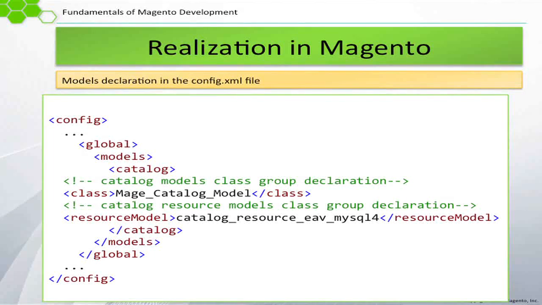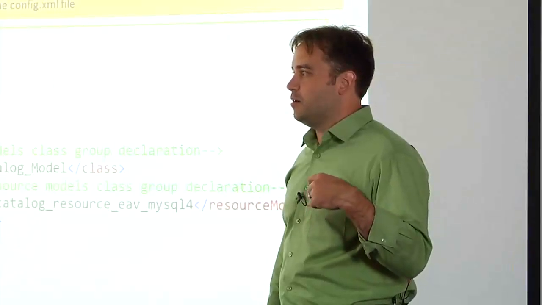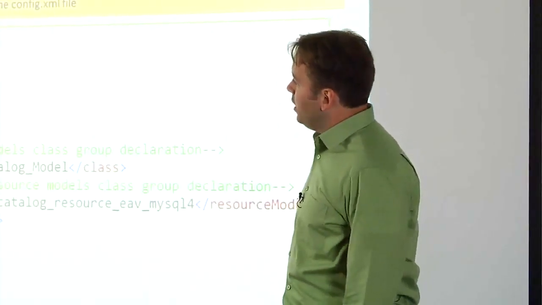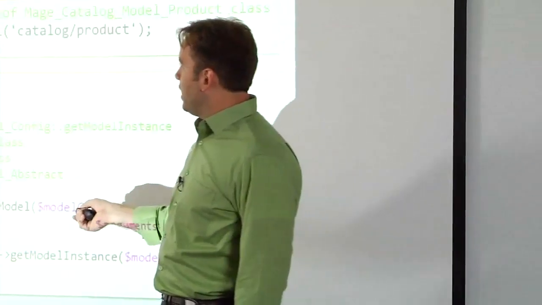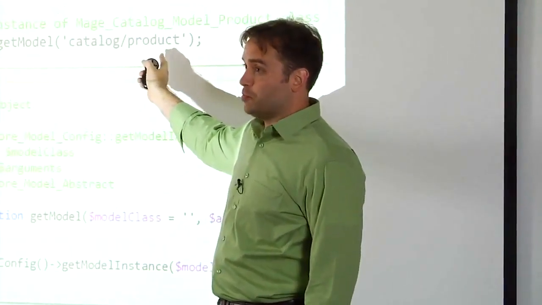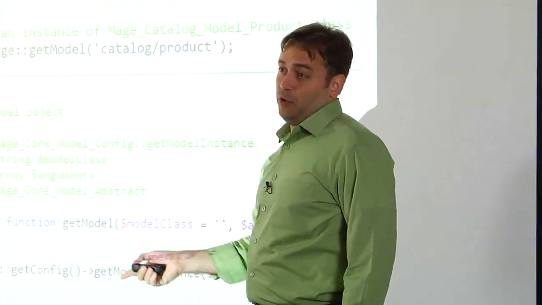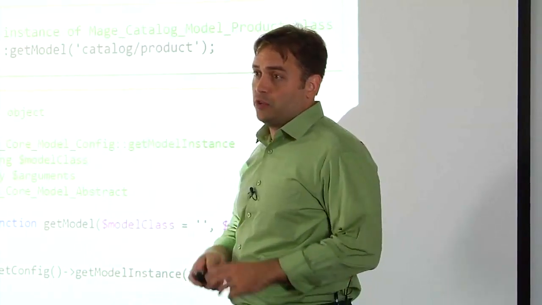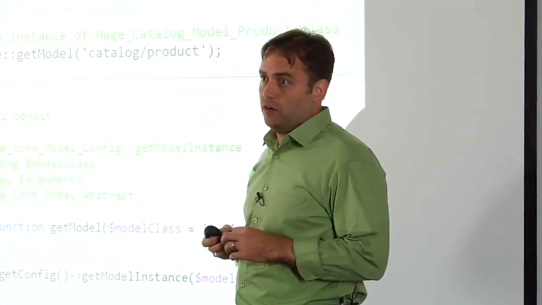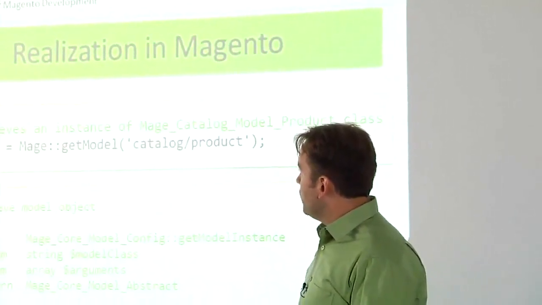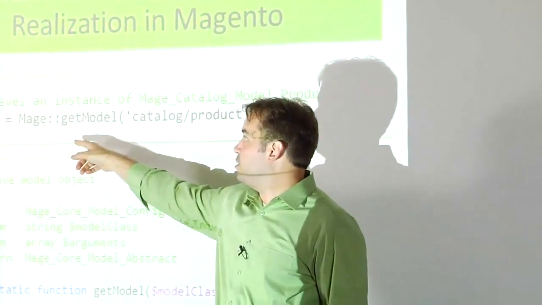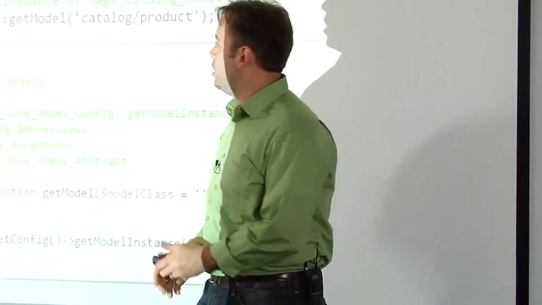So similarly to get model, there is a get resource model call, and get resource model does the same thing. Actually, the catalog product resource model. So this is how we would actually get the model that knows about storage of products. We would have the same call. It would just be Mage get resource model catalog/product.